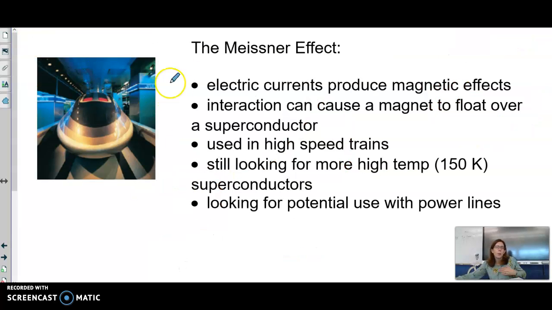And we use this with something called the Meissner Effect, where electric currents can produce magnetic effects, and this interaction can cause a magnet to float over a superconductor. So you may have seen trains like this. I know some exist in Japan, where it's a superconducting train. So the train can go very fast because there's no friction. It's literally levitating. And they're also looking for potential use, perhaps with power lines.